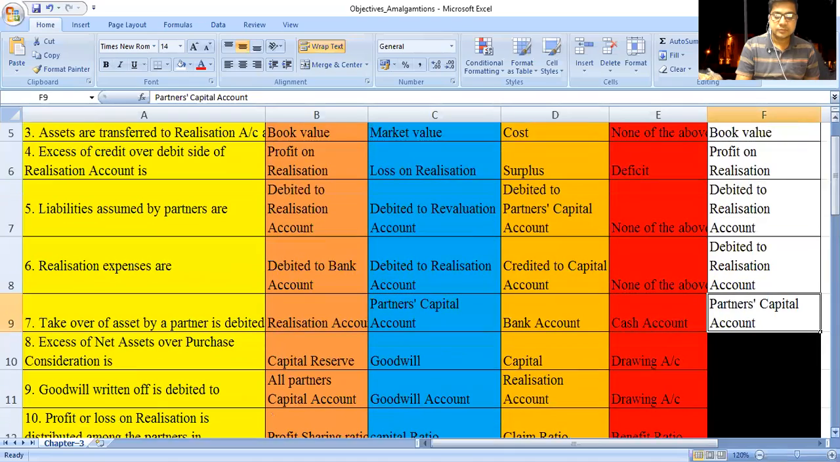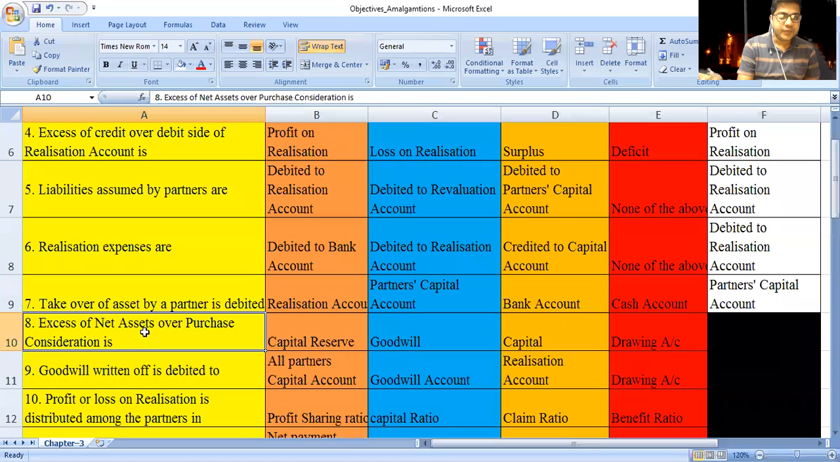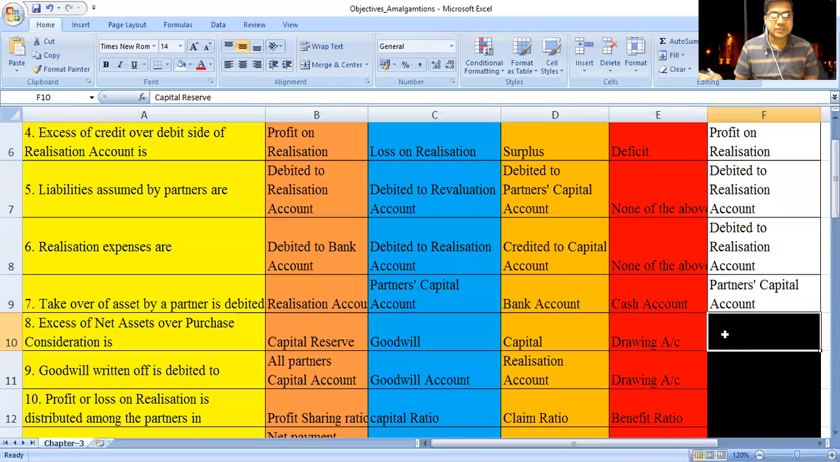Then after that, excess of net asset over purchase consideration is: capital reserve, goodwill, capital, drawing. If the net asset is more than the purchase consideration, it is considered as a capital reserve. If the purchase consideration is more than the net asset, it is considered as goodwill.